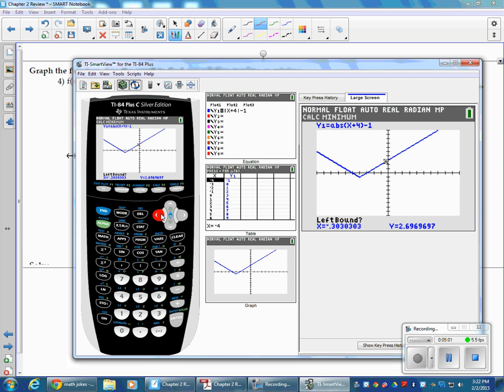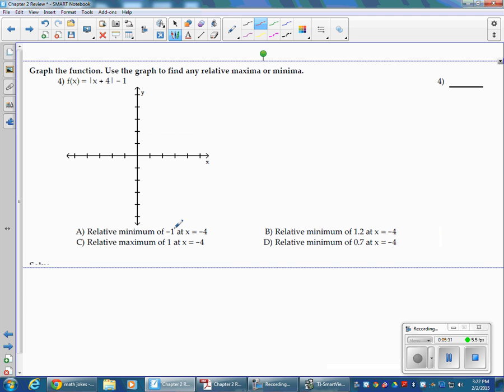I'm going to move over and give it a left bound. And I'll push enter when I get to the left of that point. I'm going to give it a right bound. Enter. And then I'm going to push enter one more time. There is a minimum, and notice it says negative 0.999984. It's just a rounding issue. This is really negative 1 when x is negative 4. So the minimum is negative 1 when x is negative 4. So come back over here, minimum of negative 1 when x is negative 4.